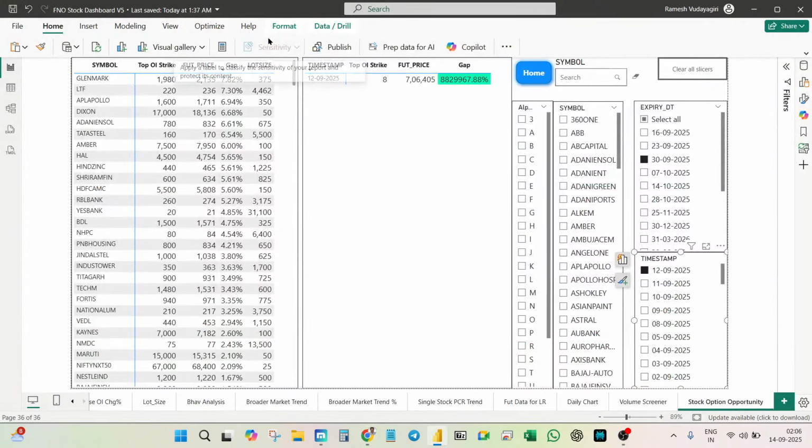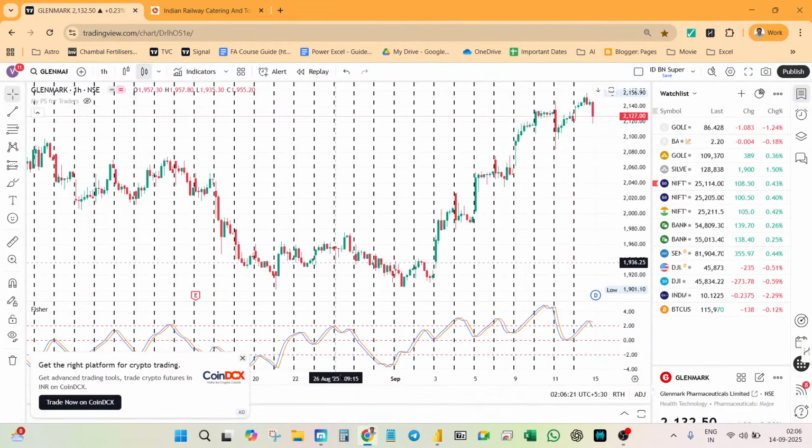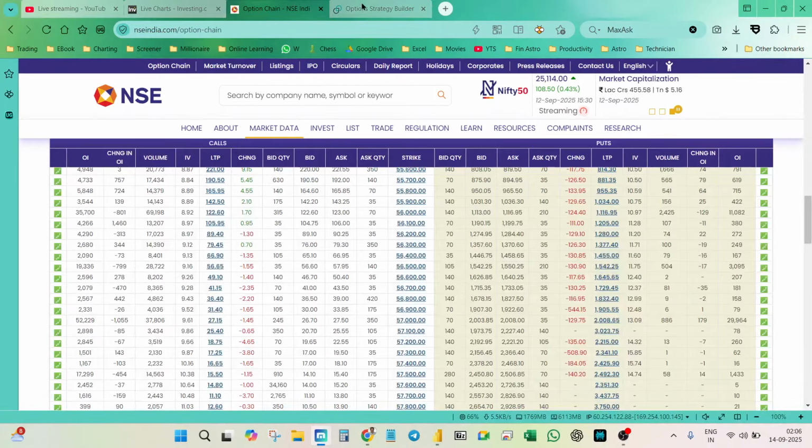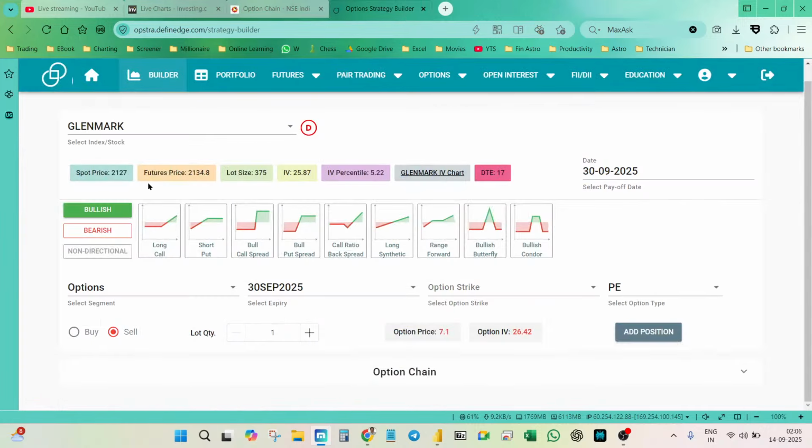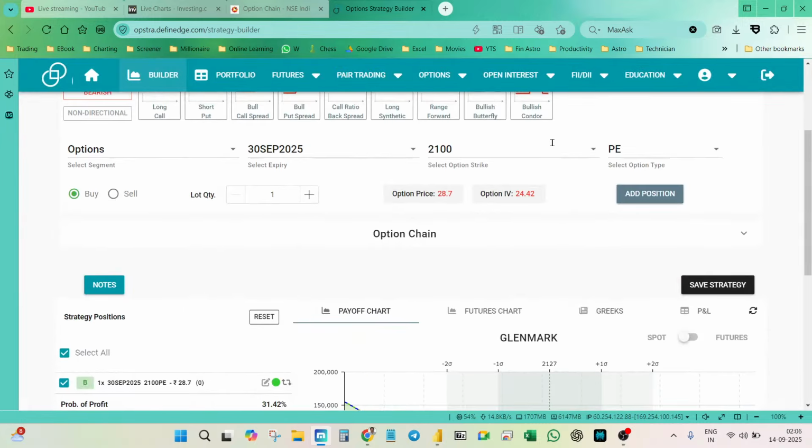Now to take the opportunity, it is possible that the market is not rallying as per expectation and the rally may not come. So how to make the option strategy also? Take a debit spread. What I'm telling here is let us go for the strategy here. Glenmark, let us select here the 2100 put option. The risk is very less. 28 rupees you are buying here and then here you are selling at the money, say the 2000 put option, you are selling one lot.